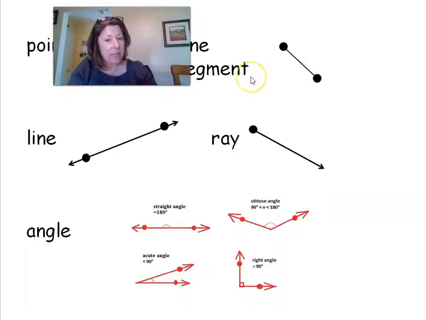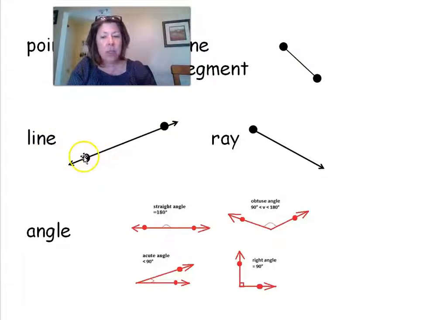Next, I'm going to my line segment. Now, what you're going to notice about my line segment is it has two endpoints. So I can start here and go here, or I can start here and go here. But that's it. I can just keep going back and forth and back and forth and back and forth, but nowhere else.